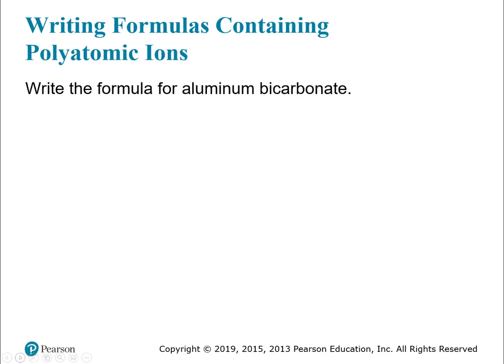Let's try a really different one this time. We've got aluminum bicarbonate. That ATE clues you in that you're dealing with some kind of polyatomic ion. Aluminum is a group 3A metal, so its charge is equal to the group number, which is 3. Bicarbonate, that's taking one of our polyatomic ions and adding a hydrogen.